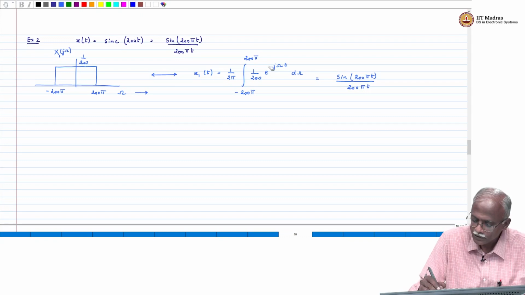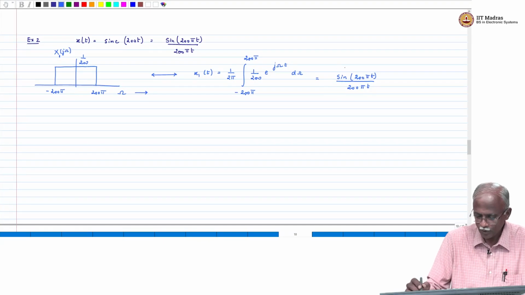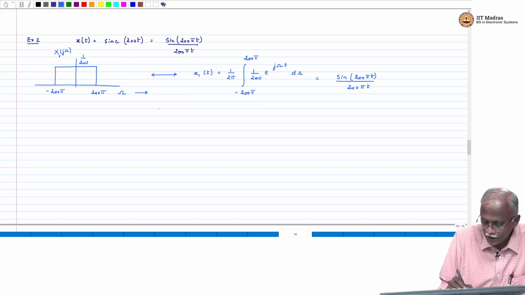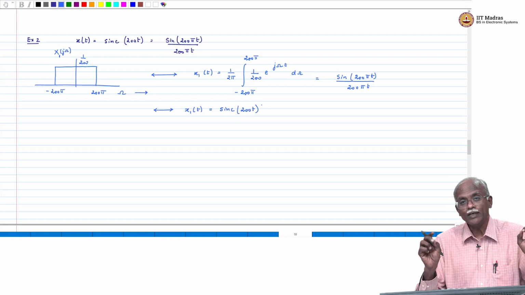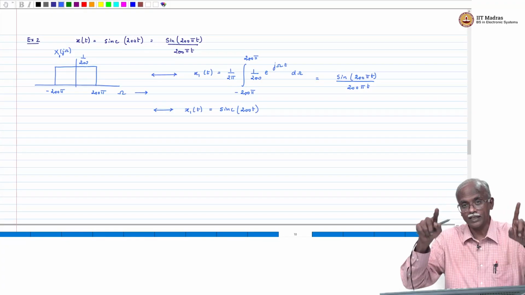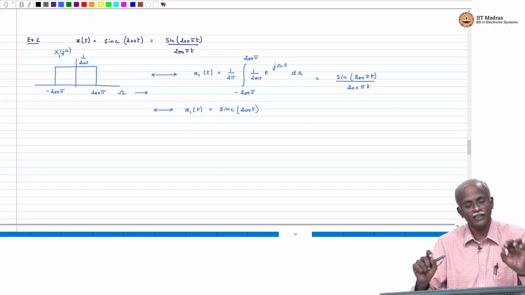If you put e power plus j omega t, the integral will come out to be the same. So we can verify that this is the case. So this particular signal, the corresponding time domain signal is x1 of t, which is given by sinc of 200t. Now, sinc 200t, what is the highest frequency component? You can confidently say that it is a rectangular Fourier transform, and the highest frequency component is 200 pi. You do not have to guess it, you can tell the exact.